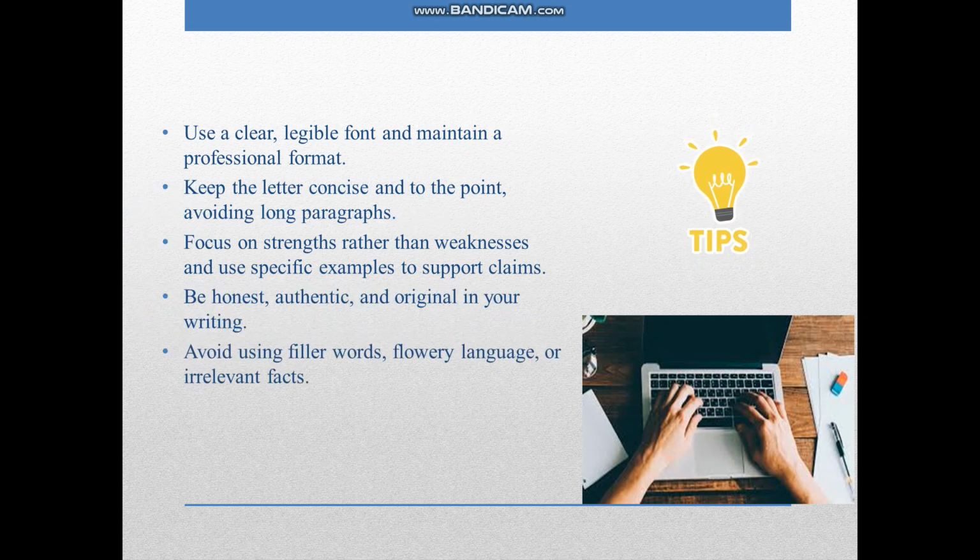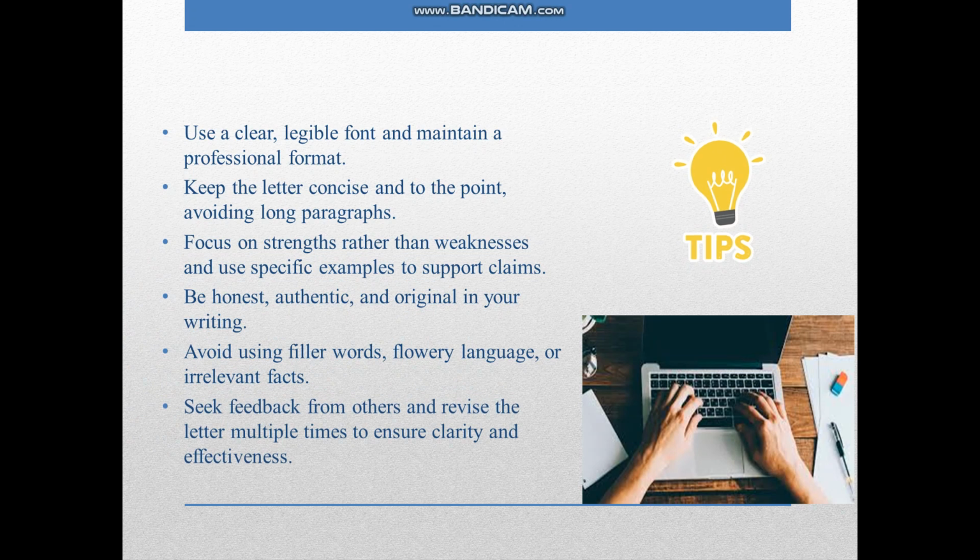Avoid using filler words, flowery language, or irrelevant facts. This is academic writing. This is a formal letter. Don't write words that make it look like a poem or whatever. You're not writing a love letter. This is a motivation letter. So it should be academic and formal.